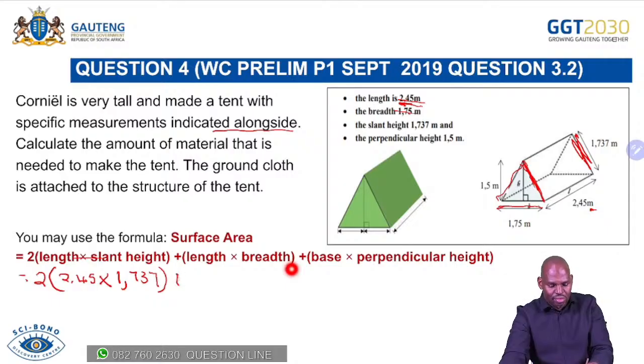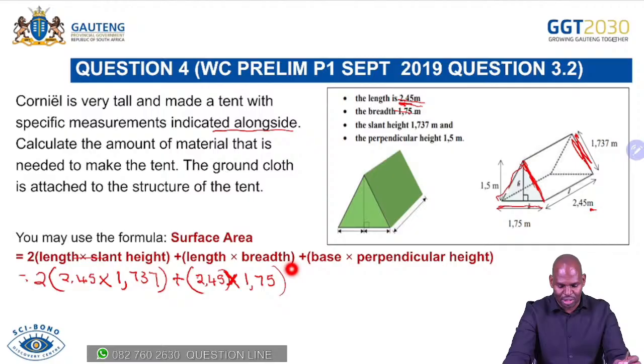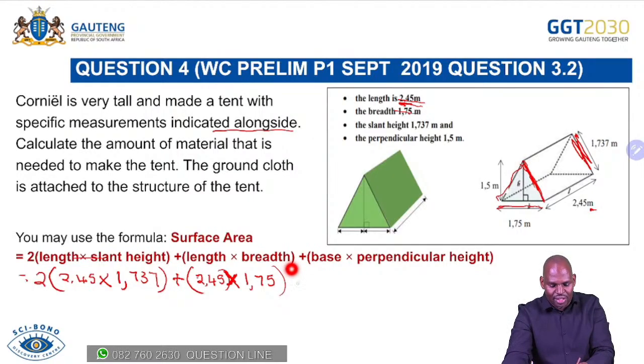Then plus, then we open bracket again, its length. So obviously it's the same length, so it's 2,45 multiplied by the breadth. So it means we'll calculate the area of the bottom side. So it's 2,45 multiplied by the breadth, which is 1,75. Okay, 2,45 multiplied by 1,75 and then plus.